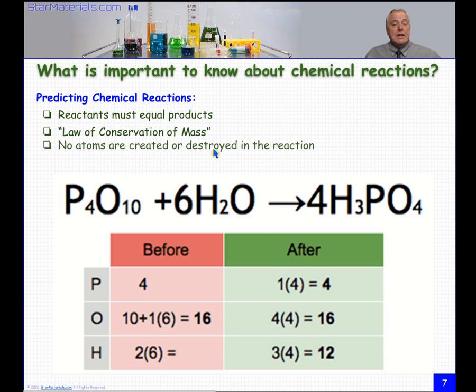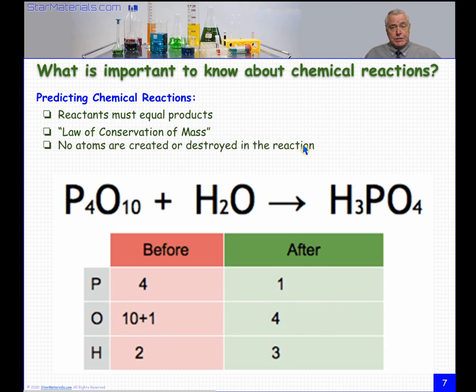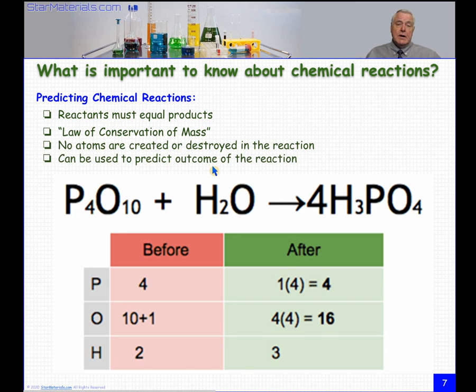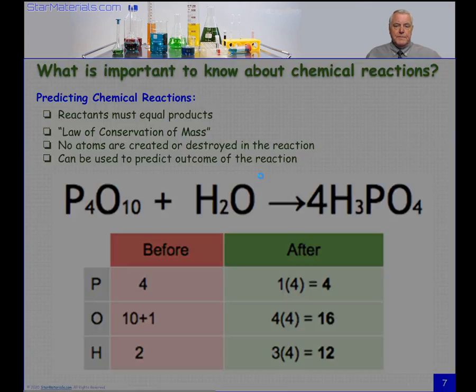No atoms are created or destroyed in the reaction, and it can be used to predict the outcome of the reaction. If we combine these two things, we're going to get this in these ratios.